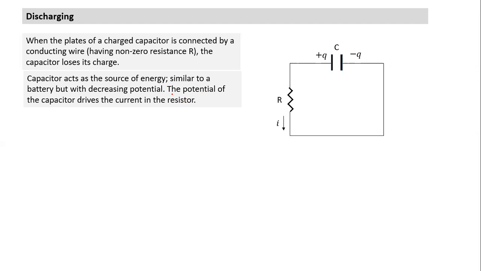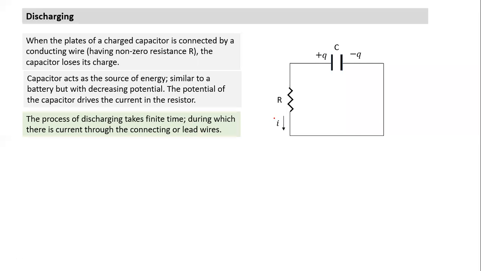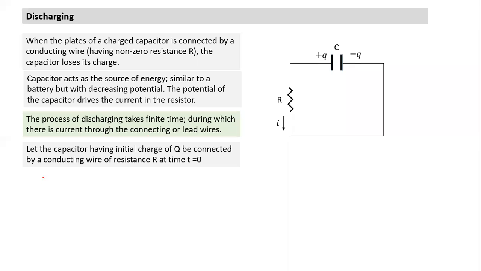So let's look at this. The potential of the capacitor drives the current in the resistor, and it is very similar to what we did in the charging circuit. We take a random time t. At time t, the charge is q and the current is I. The process of discharging takes finite time, during which there's a current in the connecting lead wire. Let the initial charge on the capacitor be capital Q, connected by a conducting wire of resistance R at time t equal to 0.